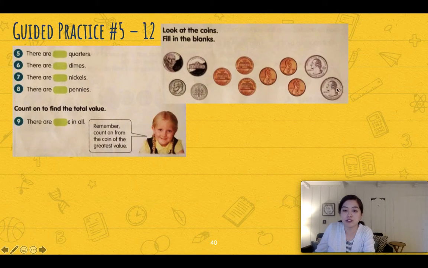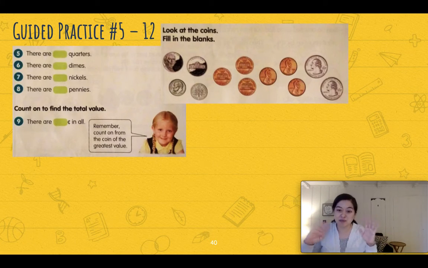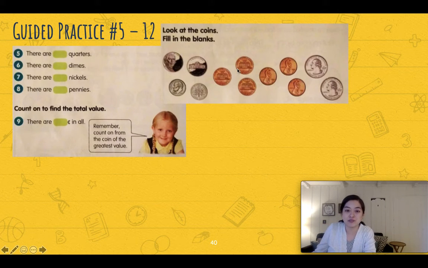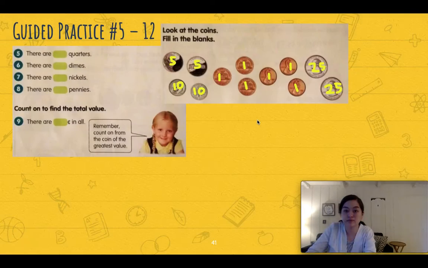So here they are. Here's 2 quarters. And then which ones are the dimes? They're the smallest ones. Here they are. There's 2 of them. Which ones are the nickels? Well, they're the medium-sized coins, which is right here, and there's 2 of them. And which ones are the pennies? Pennies are the copper-colored ones, like copper, bronze, brownish, light brown, okay? So they're these ones here, and then there are 6 of them.